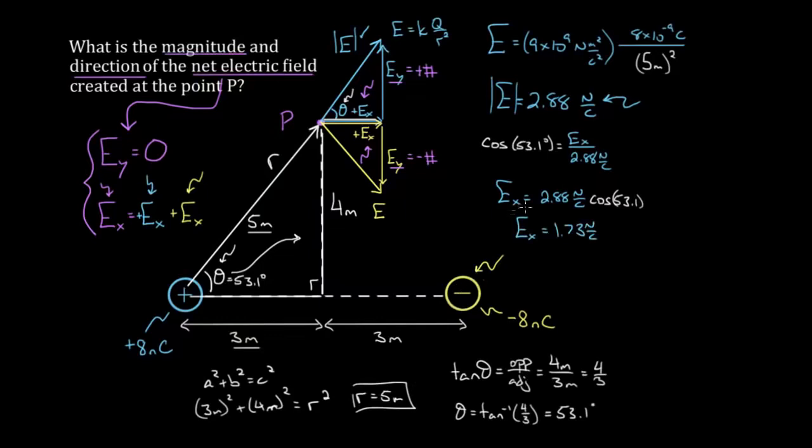This is how much electric field the positive charge creates in the X direction. That's what this component up here is. This is 1.73 newtons per coulomb. So that's what this is. That's what I'm going to plug in here.